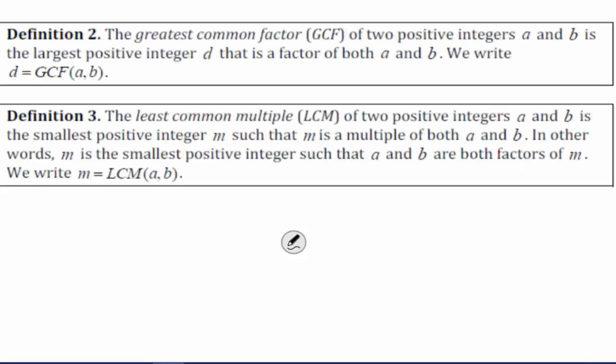Alright, so the greatest common factor is just the biggest number that divides into both of your terms. And then the least common multiple is the smallest integer that is a multiple of both a and b. So we'll see what those look like here in our next examples. Not really that difficult to do.